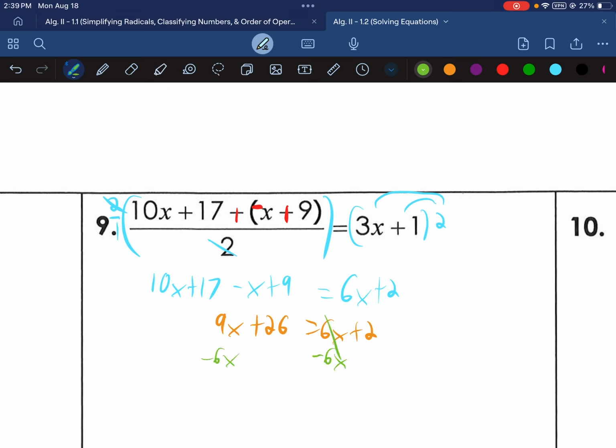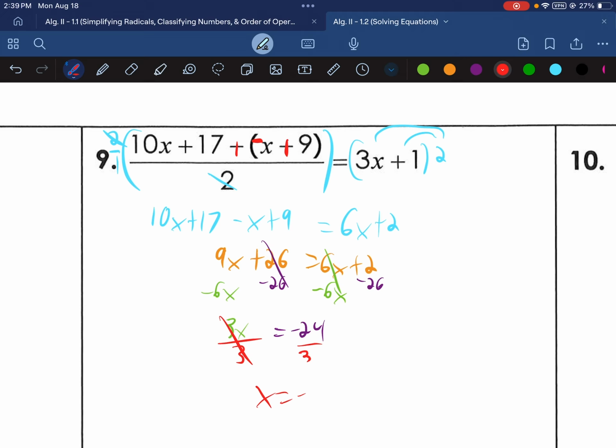Now I'm going to move my smaller x by subtracting it and get 3x. I'm also going to take care of the 26 by subtracting it to move to the other side and get negative 24. Dividing by 3 results in x equaling negative 8.